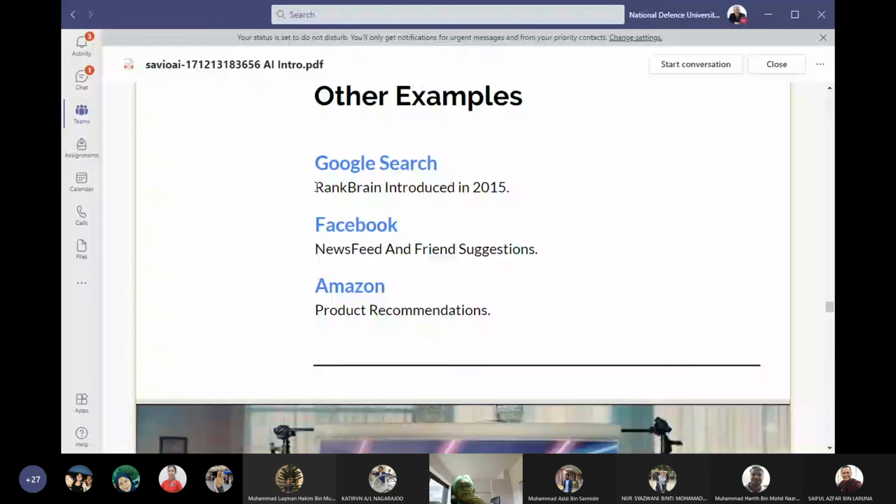So Facebook, Amazon, based on your purchases, it recommends you new books and whatnot.